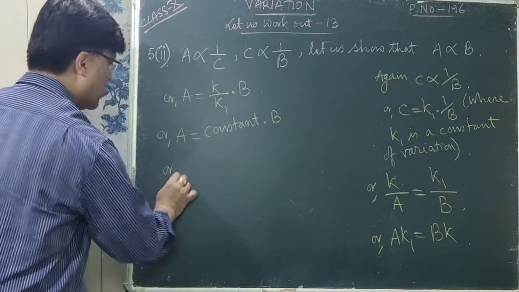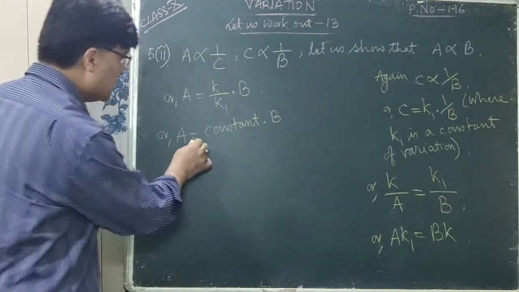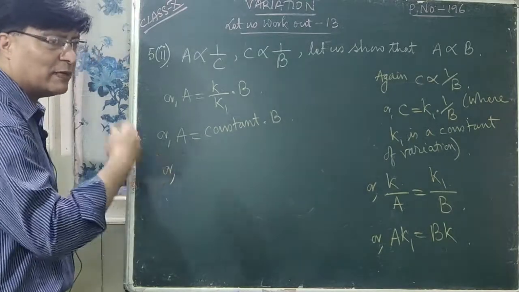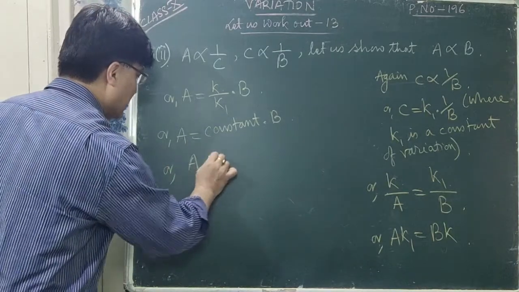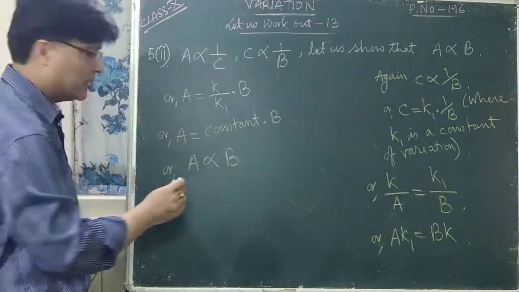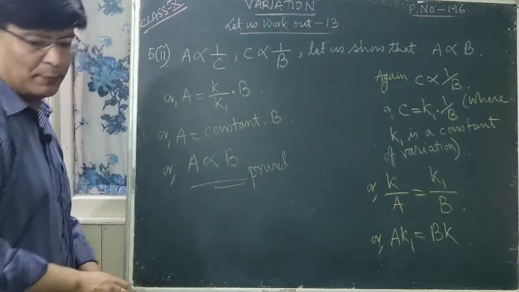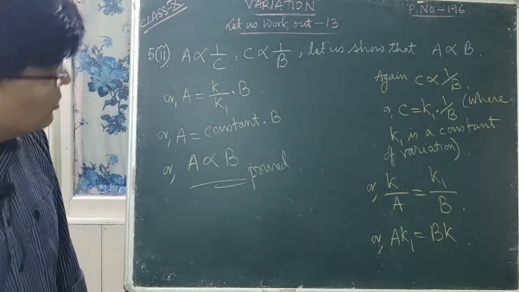So what will you write in the next step? What is the method of writing in the next step? This is equal to constant, which can be replaced by the proportional sign. So A proportional to B. So we have proved it. Okay, it is done. Proved. So you can copy it. We'll do the next question now.